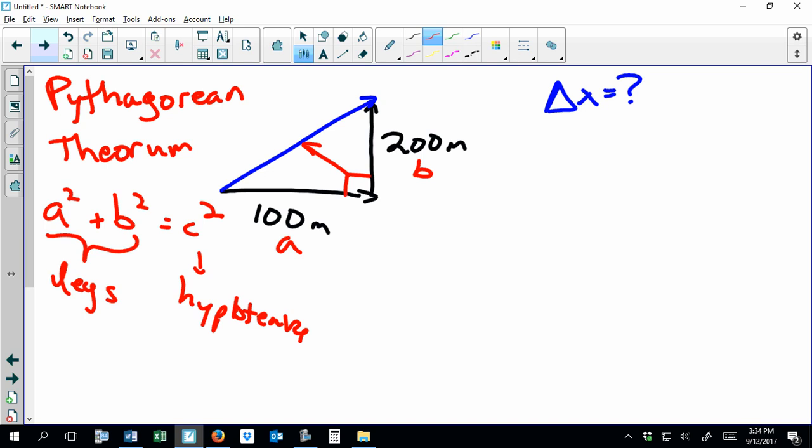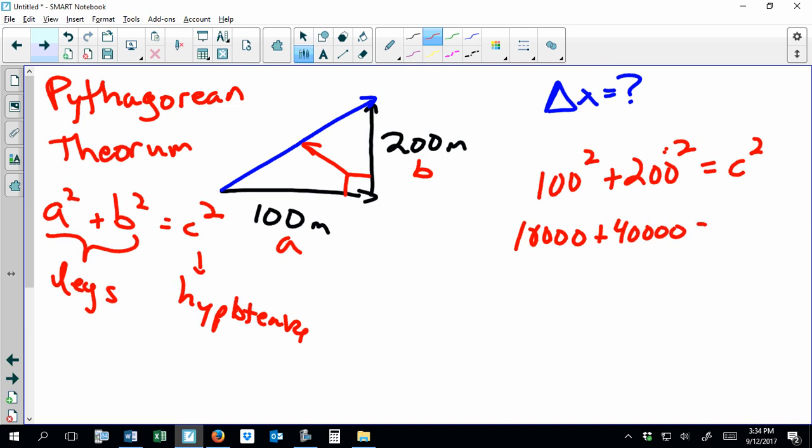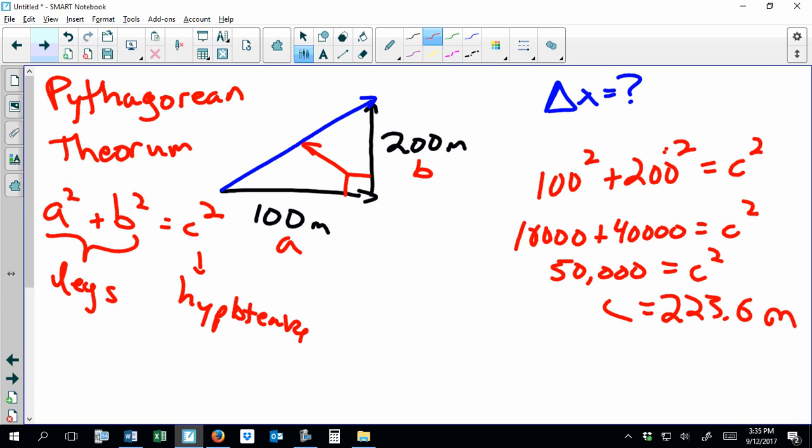It doesn't matter. So I've got 100 squared plus 200 squared equals C squared. So 100 squared is 10,000. 200 squared is 40,000. And that gives us 50,000 is C squared. If I take the square root then, I should come up with 223 as my length. Because I had meters over here, it is also going to be meters right here.